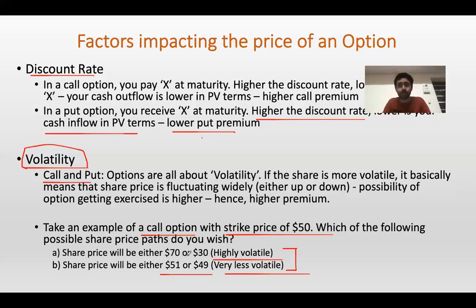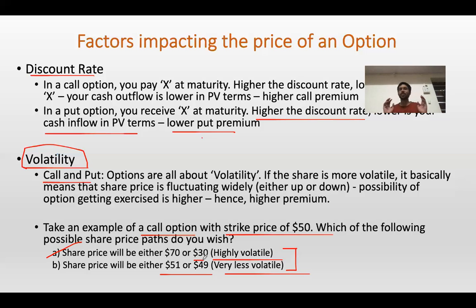Now just give it a pause and think as to which scenario you will prefer. I'm hoping that most of you might have got it right. If you are a call holder, you would actually prefer scenario 1, which is A. You would want the share price to either be 70 or 30. The reason being, in the first scenario, if the share price reaches 70, your payoff is actually $20. And if the share price reaches 30, your payoff is 0.